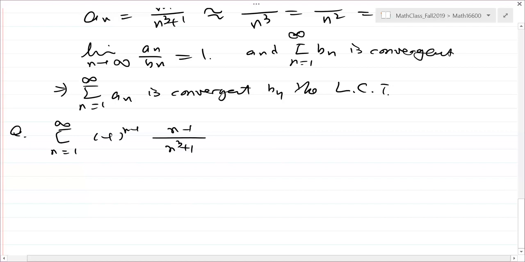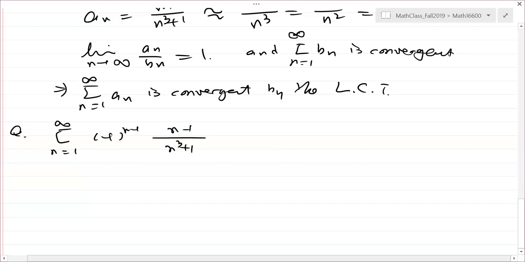So this is an alternating series. The majority of students will try to use the alternating series test, because you can see the negative 1 to the n power. But honestly, that's not the best way to do it. That takes more time. You have to prove that the bn is decreasing, and the decreasing part takes more time.